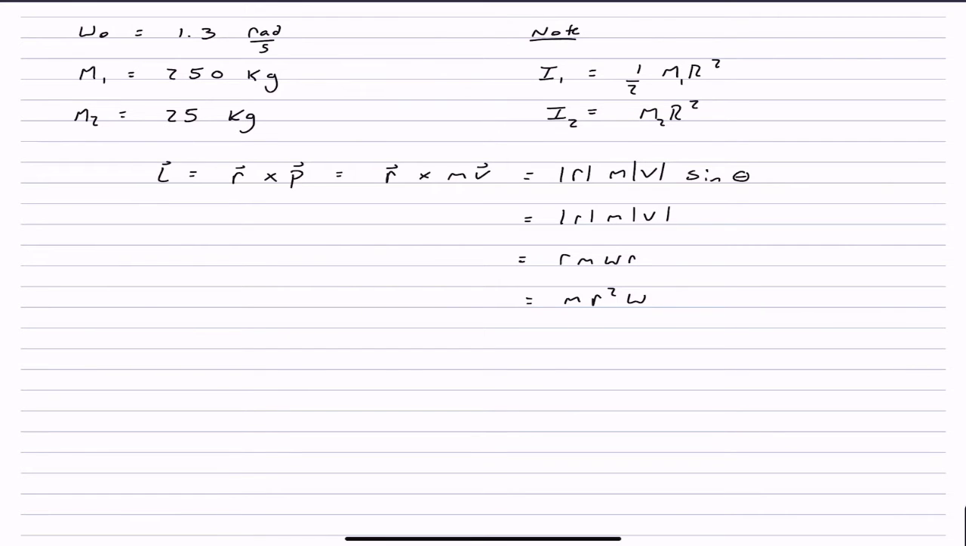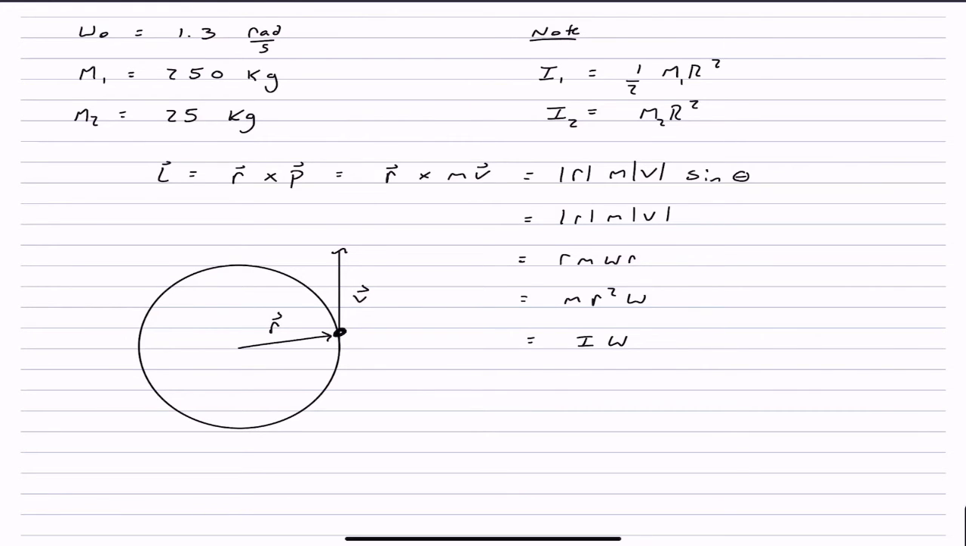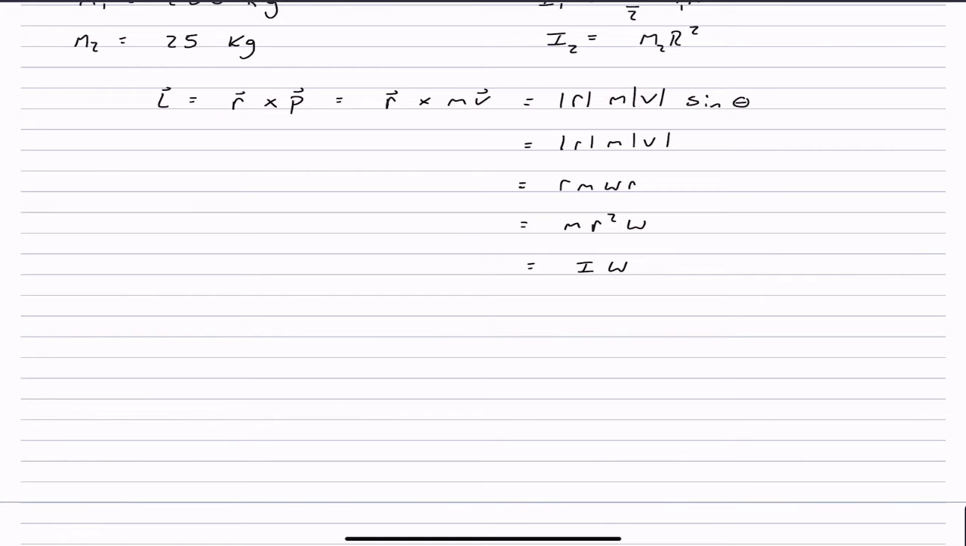And again, this is for a point particle. So really what this gives us here, this is just for an ideal condition of a point particle on the edge of something rotating, right? So we have this thing here with velocity v and position r. So really what this gives us is a moment of inertia times rotational speed.